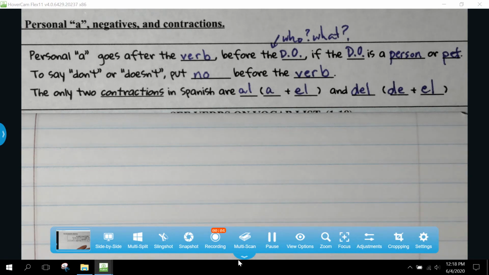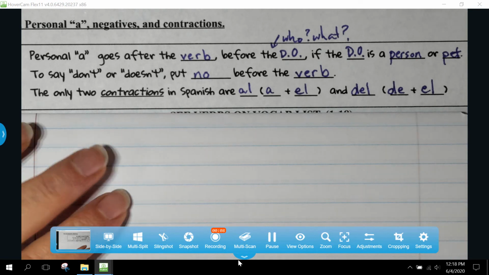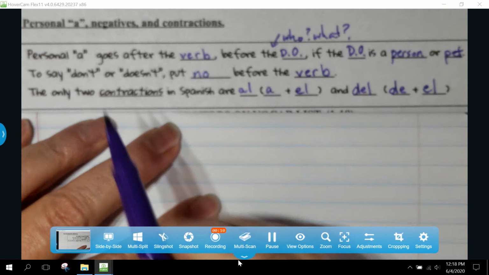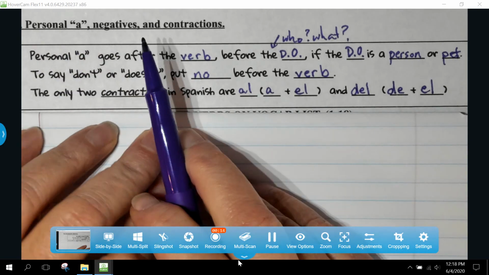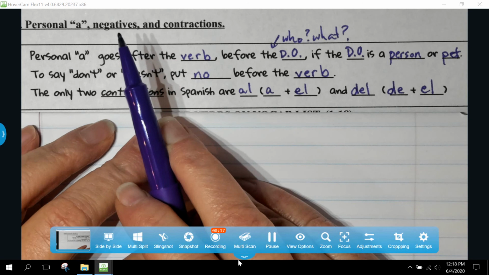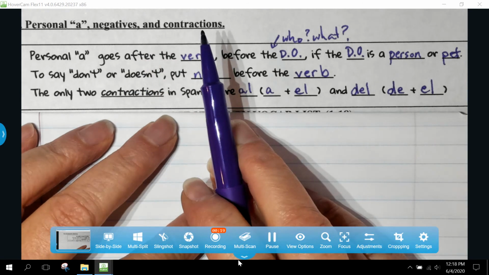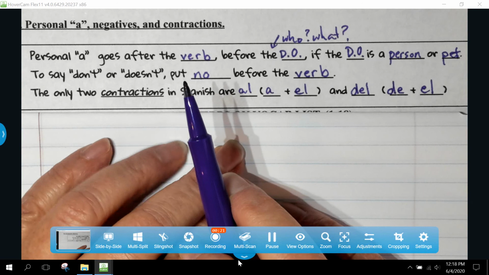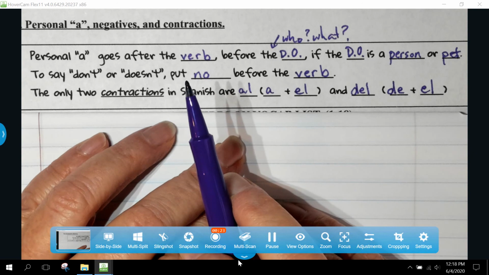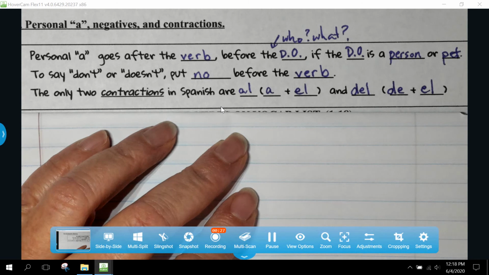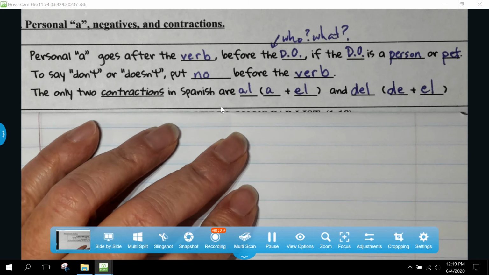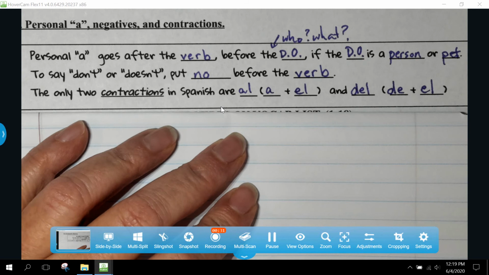Personal a in Spanish is one of the most difficult things, in my opinion, for a North American to get. So exercise C covers personal a, and since this is a review of Spanish 1, I'm also including negatives and contractions. First of all, don't feel bad if you don't know any of this. Simply work on it with the listings here and with the practice exercises, and then ask me questions if you need to. Please send me an email if there's a problem.